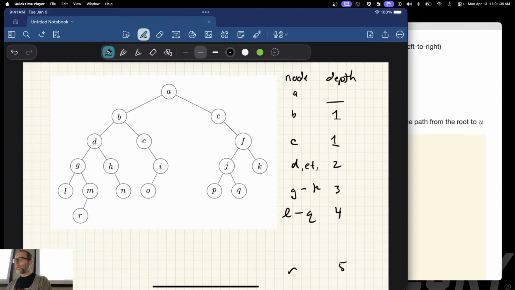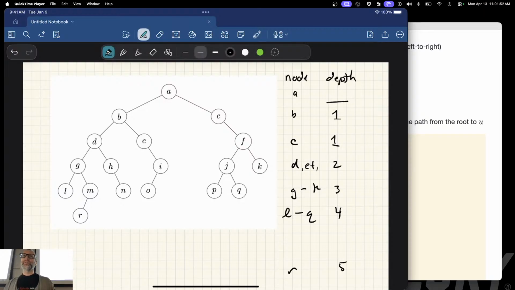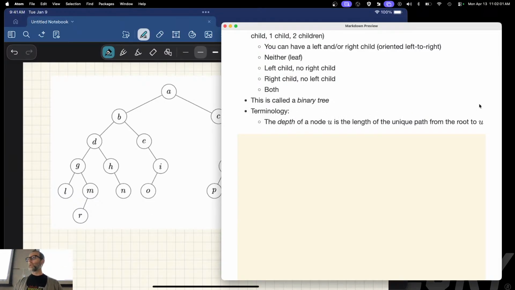I left one blank here. What is the depth of A? How far do I have to travel from the root to get back to the root there? I don't have to travel at all, do I? What's the depth? 0. Right? So by convention, the depth of the root node is 0. Okay? The depth of all the others is the length of the unique path.